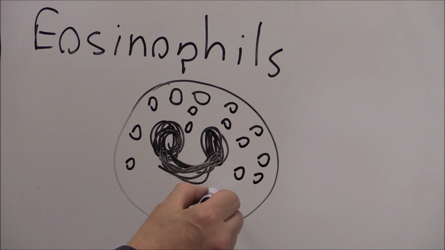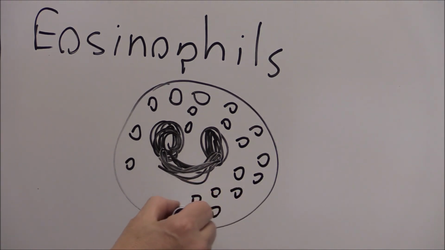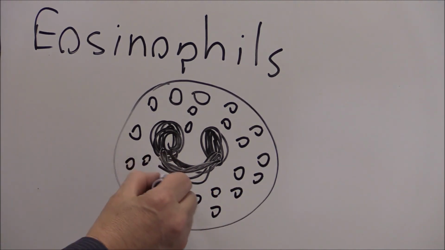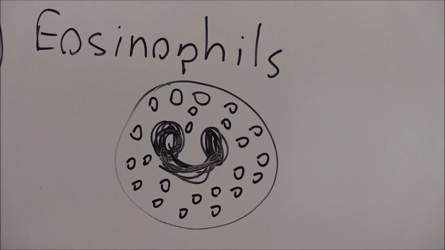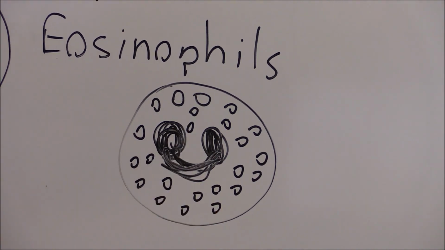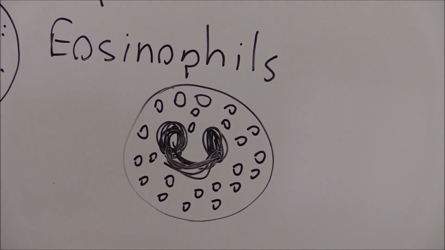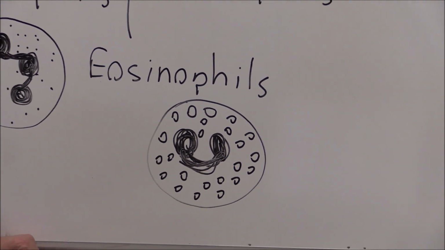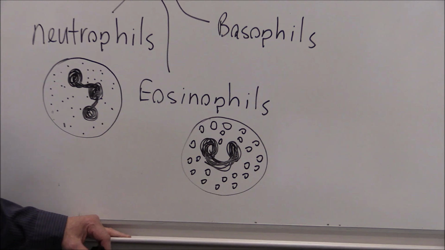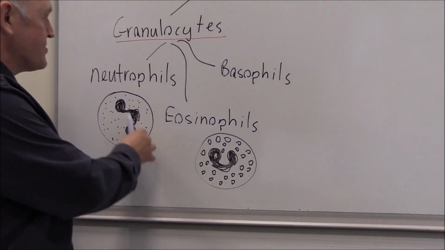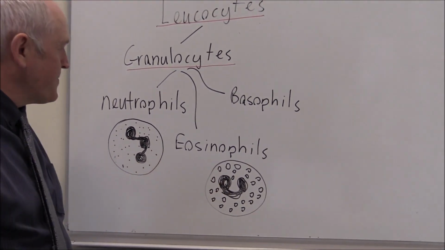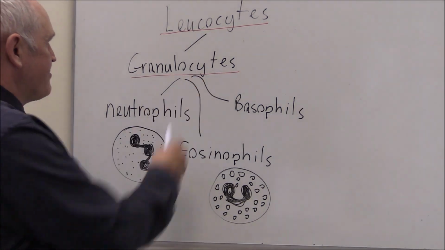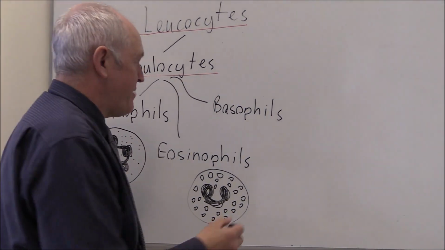And the eosinophils are particularly important for fighting parasitic infections. So infections with worms, for example. The eosinophils will combat that. So we've got neutrophils, eosinophils, and the third class of granulocytic leukocyte we have are the basophils.